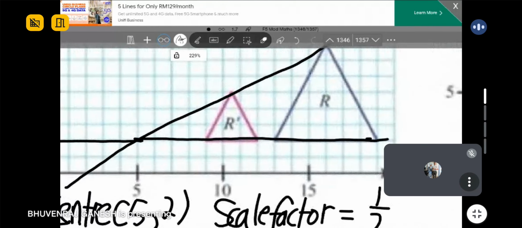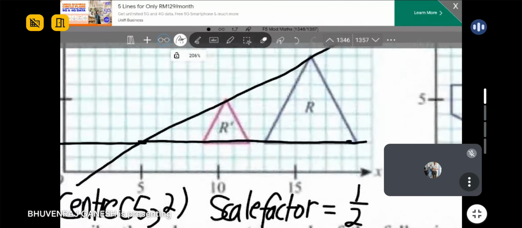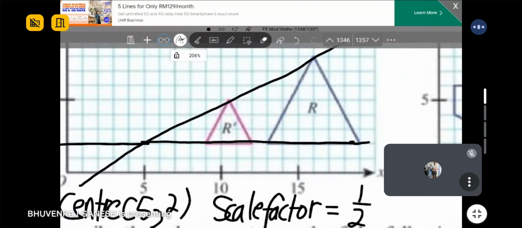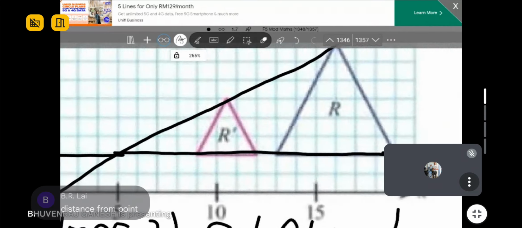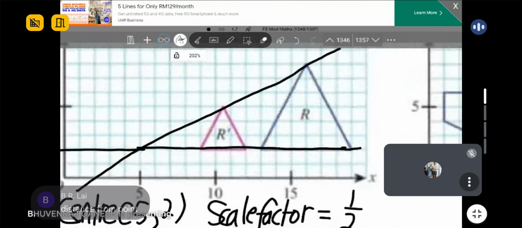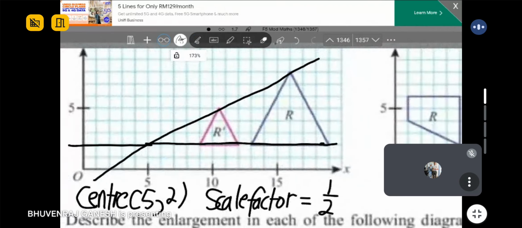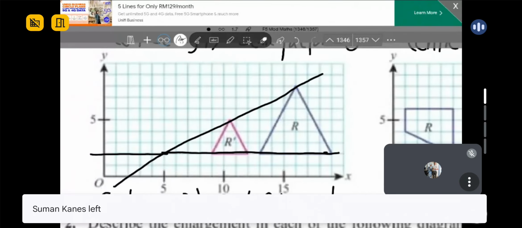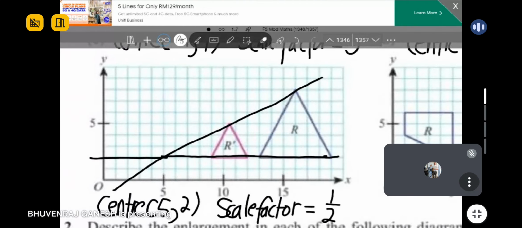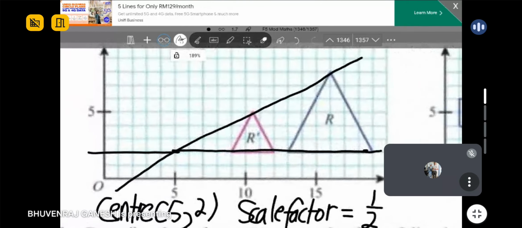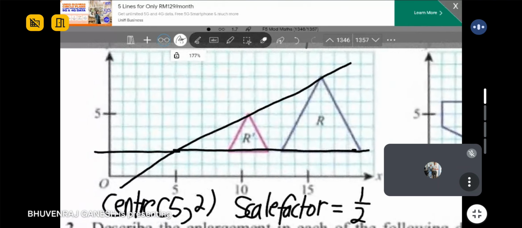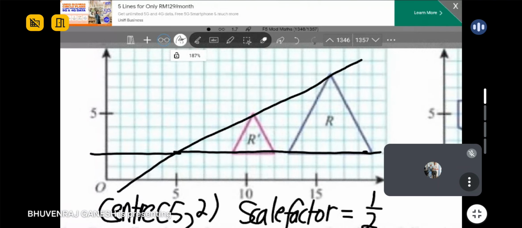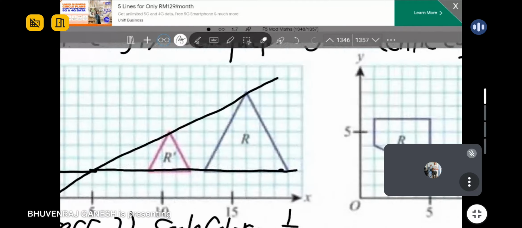I don't really understand which method. There is only one method, guys, to determine the center of enlargement, like what I showed here. Distance from point, better don't use this method. This is the official method shown in the textbook. So follow the textbook method. The textbook never explains any other method. Okay, so yeah.